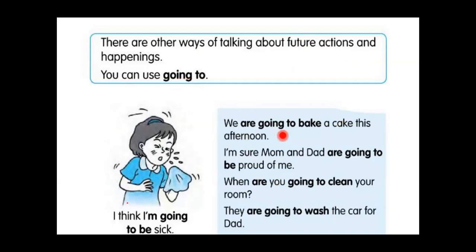Now see over here. We are going to bake a cake this afternoon. Here going to is used, right? And which helping verb is used over here? Are. Yes, are going to. Now see over here. When are you going to clean your room? So what is the helping verb and the verb used over here? Is is the helping verb and going to clean. Yes, this is future tense, right?